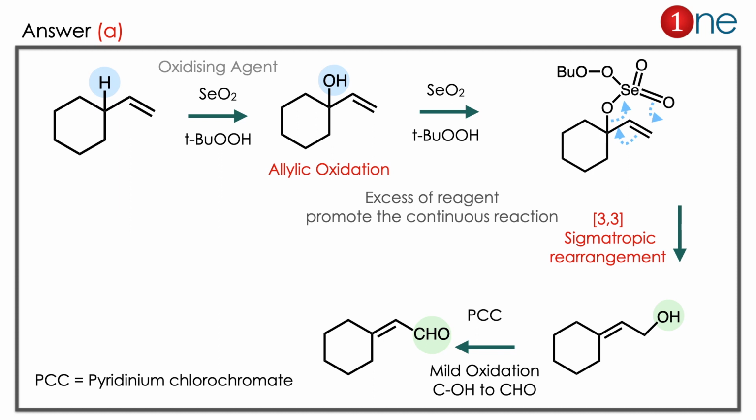Next step you are using PCC. PCC is pyridinium chlorochromate. So what really happens is it converts alcohol to aldehyde. It's a mild oxidation, it does not become acid. Here you have to learn two things. One is selenium dioxide. If you have selenium dioxide, then the reaction will undergo allylic oxidation. The allylic position will get OH there. If you have excess, there will be a possibility of sigmatropic rearrangement. Next thing is PCC. PCC is a mild oxidizing agent. It converts OH into CHO.